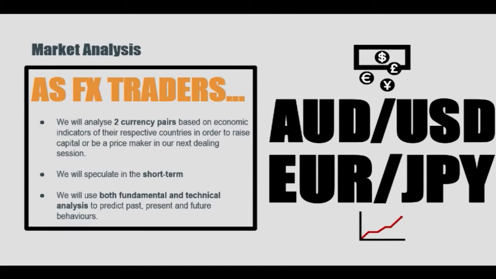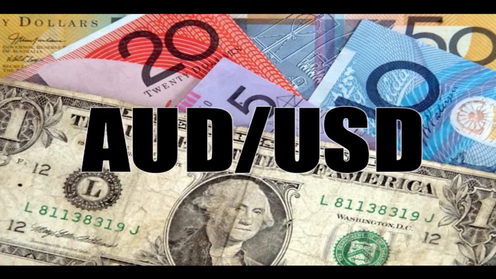So in our market analysis report, we as currency exchange traders will be analyzing two currency pairs, which are the Australian and US dollar, and then the euro against the Japanese yen. We'll be using economic indicators in order to help us raise capital or be a price maker in our next dealing sessions, and we'll speculate in the short term between 3 to 6 months. And we'll be using fundamental and technical analysis to predict past, present, and future behaviors.